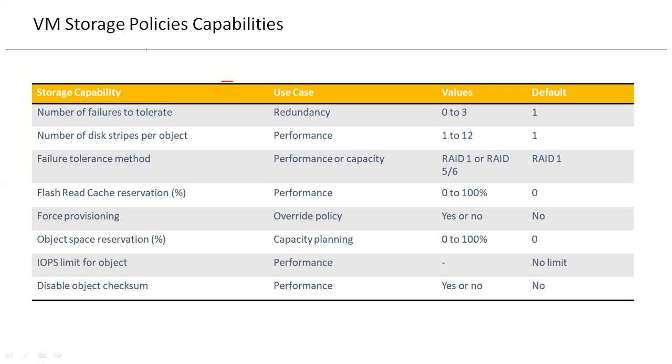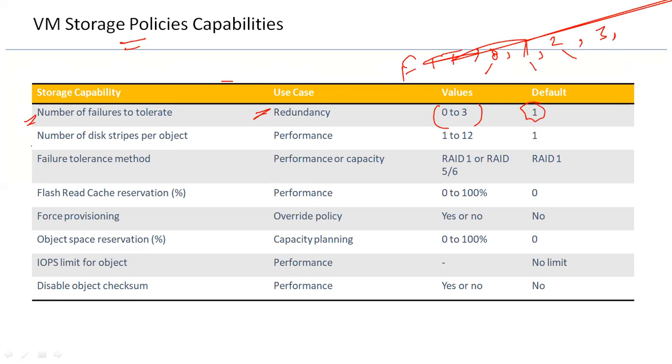When we talk about storage policy in detail, the number of failures to tolerate, referred to as FTT, is for redundancy purposes. The value could be 0, 1, 2, or 3, meaning no failure to tolerate, 1 failure to tolerate, and so on, and by default the value is 1. For data striping per disk, the data we write per object, the default stripe value is 1, and it could range from 1 to 12.